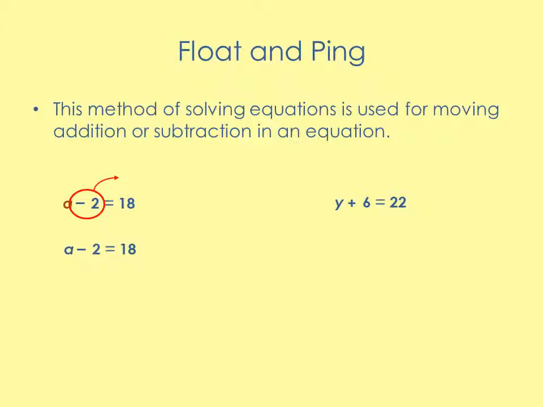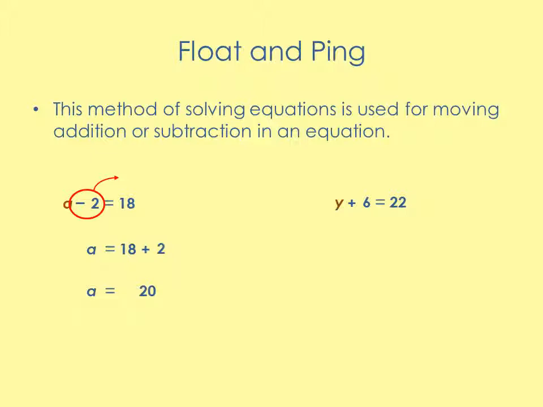So as you can see, the -2 floats over, and as soon as it goes over the equal sign, it pings to a +2. Therefore, a equals 20.